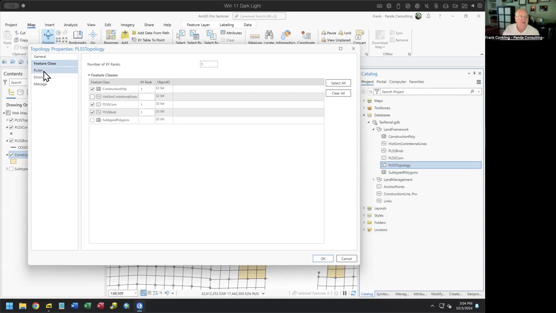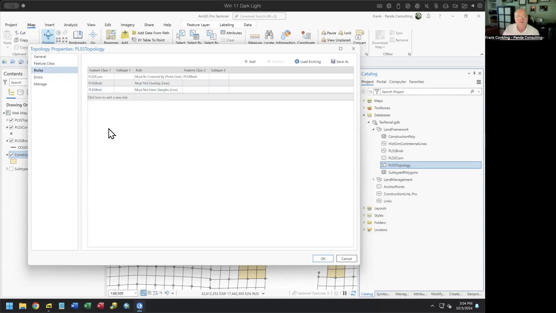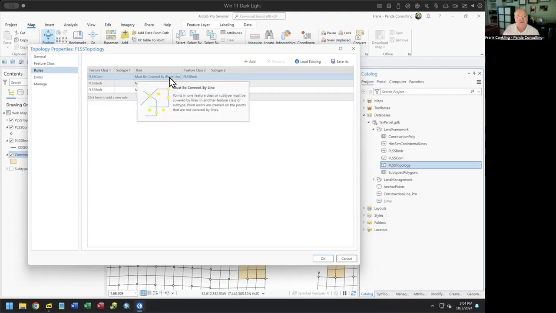All right, so we then talk about some rules that are on here, looking at the topology properties. For example, we have in here a rule that says that our points must be covered by the end points of a line. Now, this is one of the changes that occurred inside of ArcGIS Pro, as we introduced these little graphics to help us see a little bit more what this topology rule is doing.